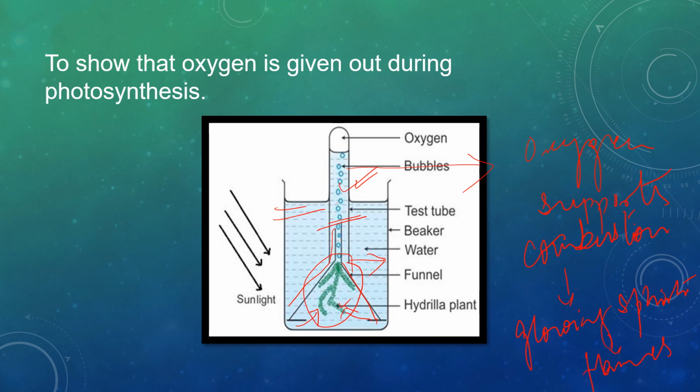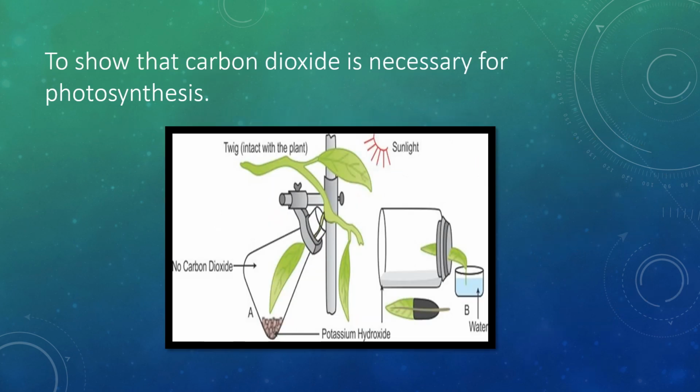So hence it is proved that oxygen is given out during photosynthesis, and photosynthesis is happening in this hydrilla plant also, and the bubbles of air that emerge after keeping it in sunlight for 2 to 3 hours are nothing but oxygen. Okay, it's proved. Now we are moving on to the last experiment. Now here comes the last experiment, that is to show that carbon dioxide is necessary for photosynthesis.